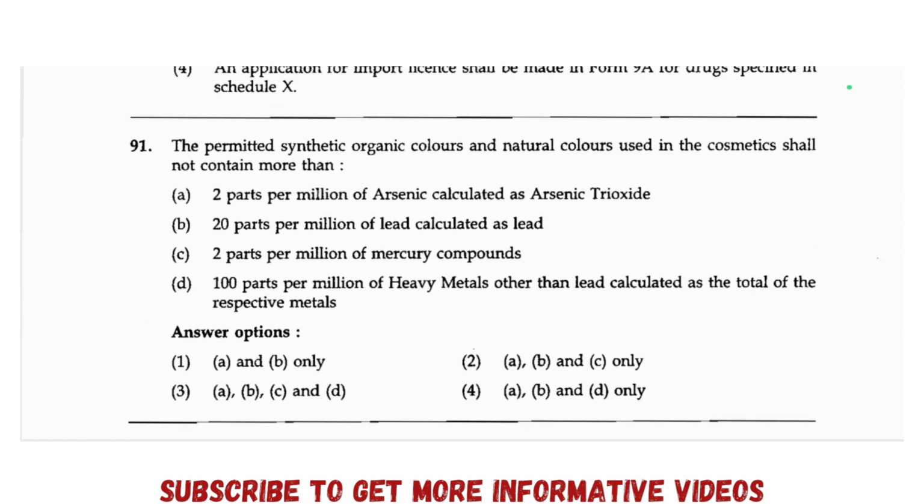Next, the permitted synthetic organic colors and natural colors used in the cosmetics shall not contain more than, options are: A, 2 parts per million of arsenic calculated as arsenic trioxide. Option B, 20 parts per million of lead calculated as lead. Option C, 2 parts per million of mercury compounds. Option D, 100 parts per million of heavy metals other than lead calculated as the total of the respective metals. So the correct answer is option 4, A, B and D only.